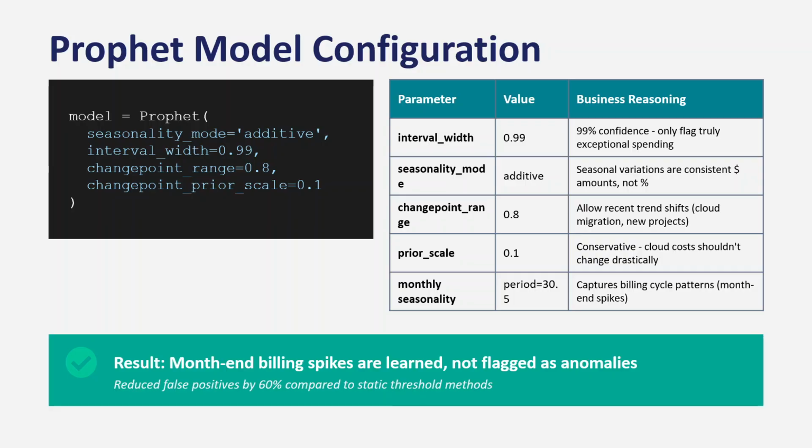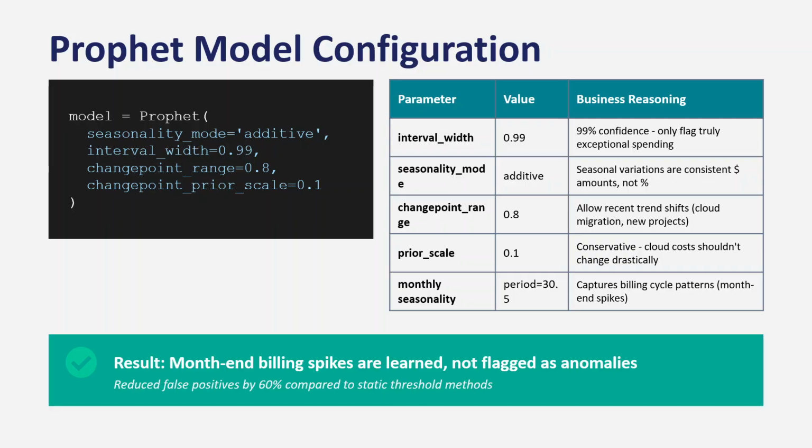And the prior scale of 0.1 keeps the model conservative. Cloud cost shouldn't change drastically overnight, so we don't want the model to overcorrect. I also added a custom monthly seasonality with a period of 30.5 days to capture billing cycle patterns, specifically those month-end spikes.